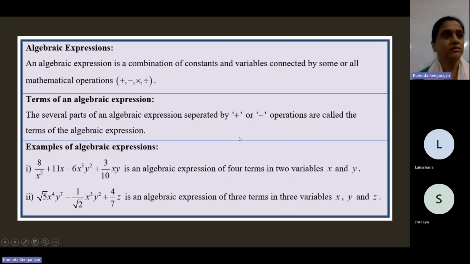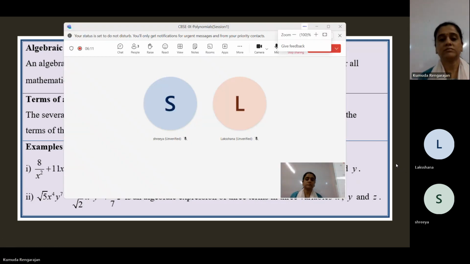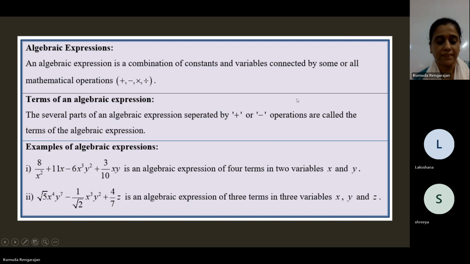Good evening, children. Good evening, online students. Shreya and Lakshana, good evening. I've shared my screen. Is it visible to the online students? Yes, ma'am.